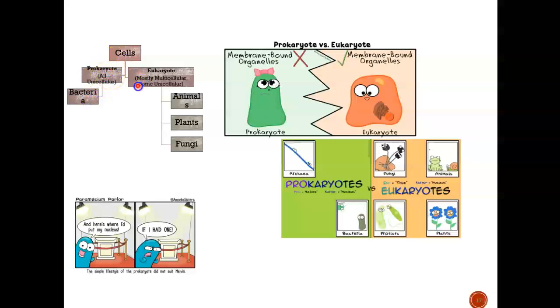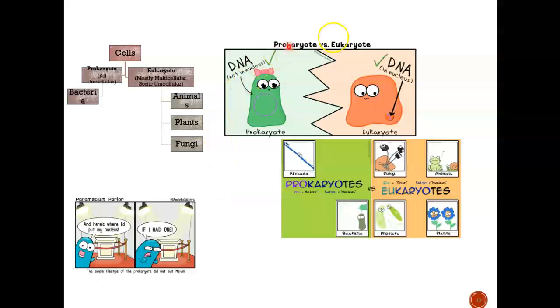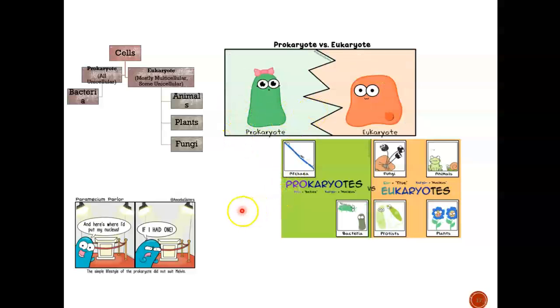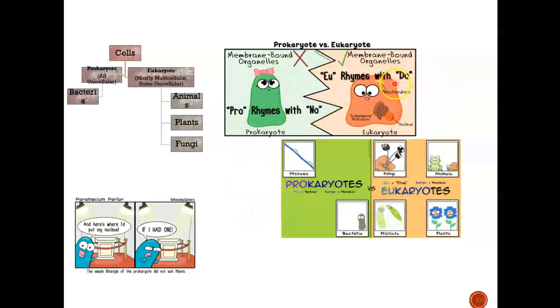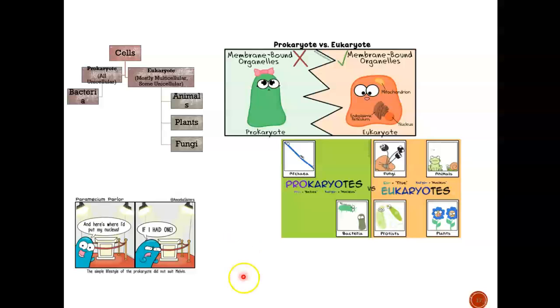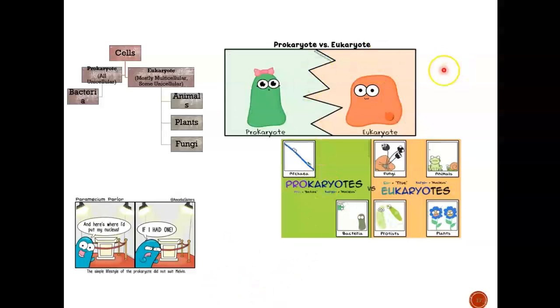Eukaryotic cells are mostly multicellular, not all of them. Animals, plants, and fungi are all eukaryotes. This little illustration up here shows you that prokaryotes, pro rhymes with no, both of them have a cell membrane, both of them have DNA, both of them have ribosomes. Eukaryotes rhymes with do because they have things that do things on the inside. Feel free to pause the video and snip these or whatever you want to do. They're pretty cute.